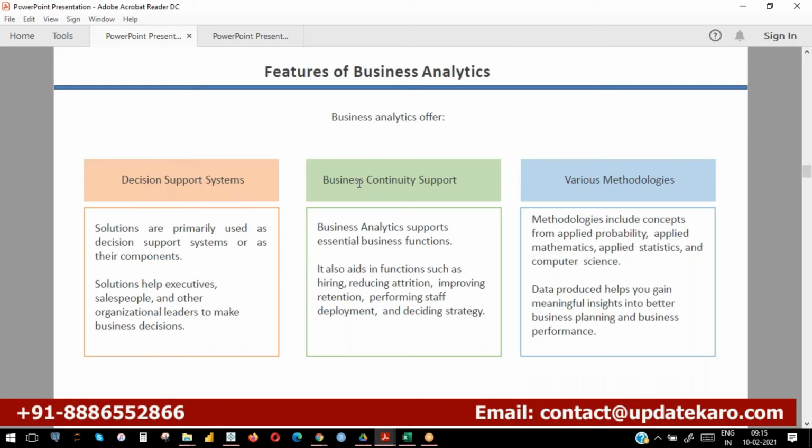So here we have the features of business analytics. There are 3 business analytics features. Business analytics offer decision support systems, business continuity support, and the third one is various methodologies. These are features of business analytics. So here, decision support systems, what do you mean by that?